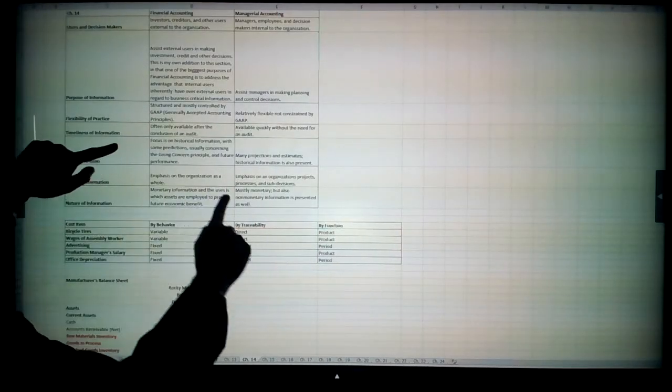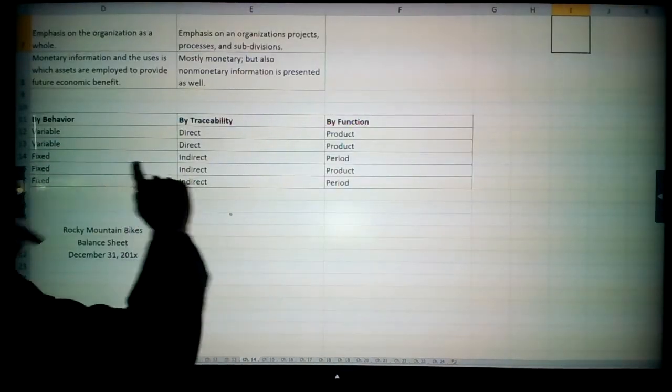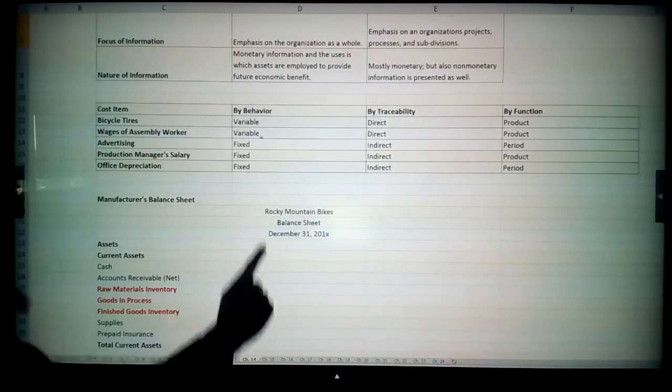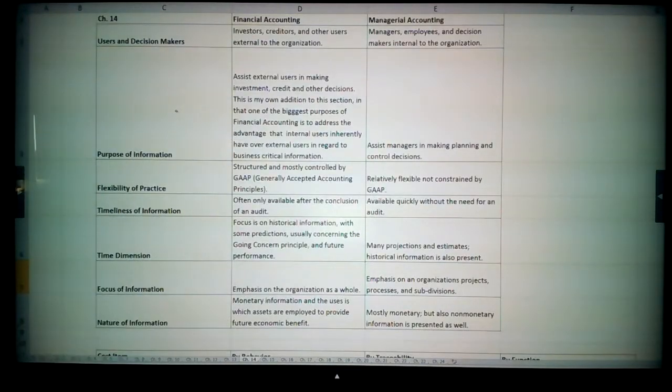All right. Zoom this in for y'all. Whoa, I might have overdid that. Just a hair. All right, there we go.